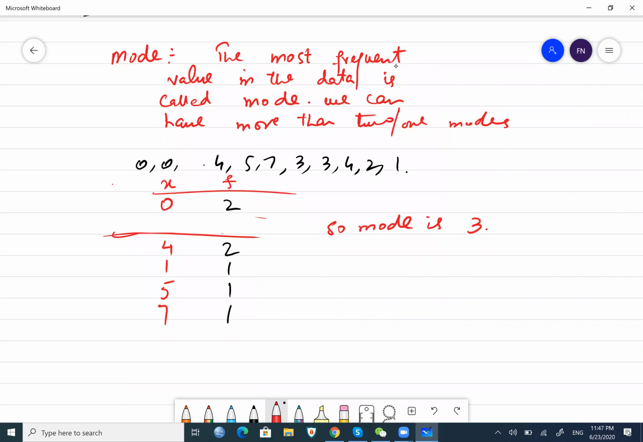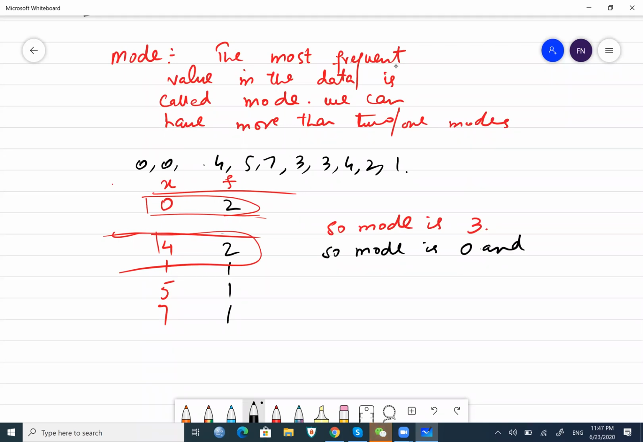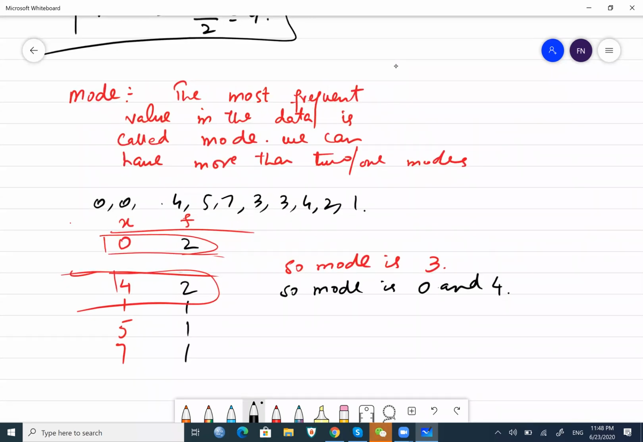Okay, anyways. So in that case, you can see we have 2 modes, like 0 is occurring 2 times and 4 is occurring 2 times. So mode is 0 and 4. You can see here in the definition it says we can have more than 1 or 2 modes if 2 numbers are appearing maximum times but their frequency is same, so we will say that these 2 are modes.